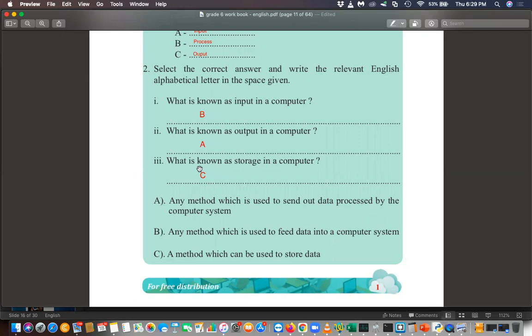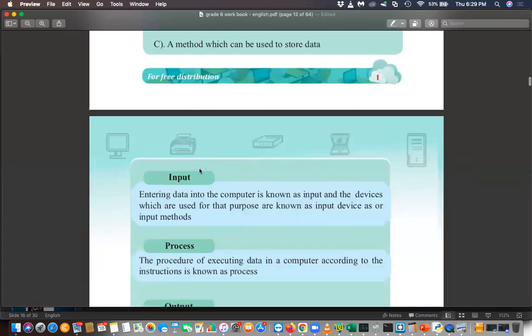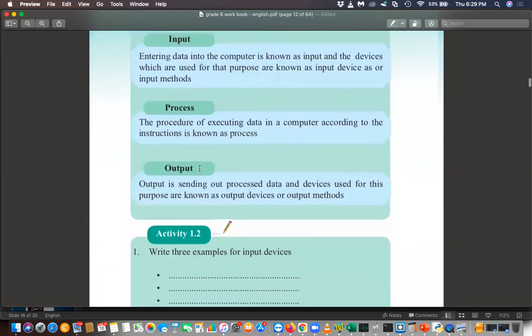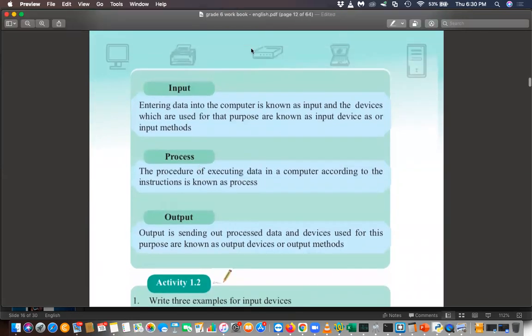Yes. Next question. Okay, input. Okay, now well explained. So better explanation is given than the previous one, right?